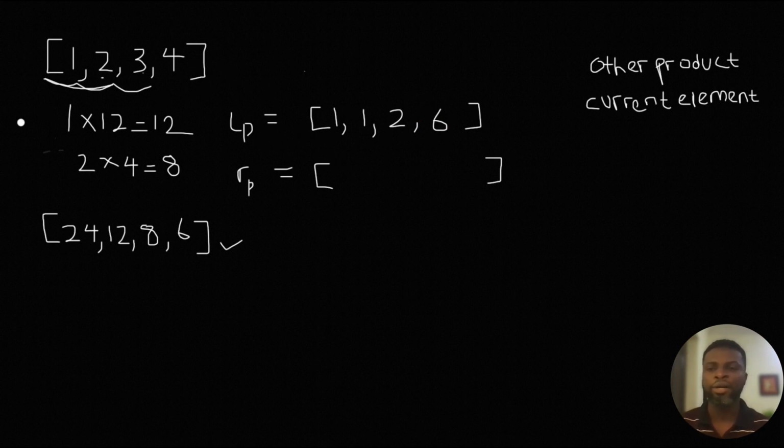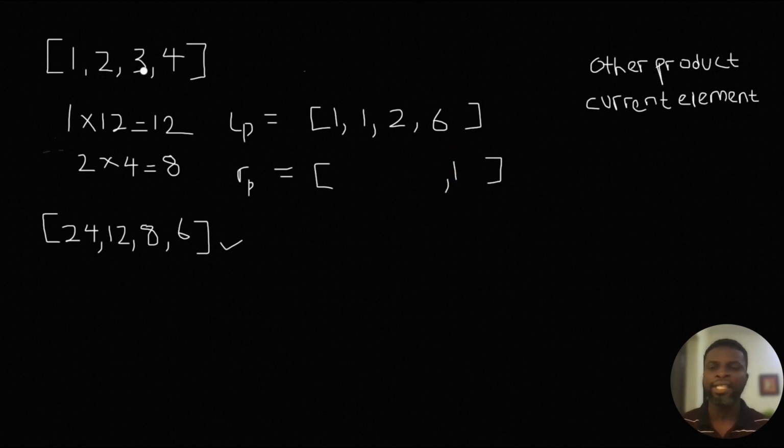Now I'll go ahead to calculate the right product. To calculate the right product, I'll be starting from the last element in the array. This is because I don't want to iterate over all the elements after a particular element to calculate its right product. I want to make use of a value that had been earlier computed to calculate the right product for any current element. Starting from the last element in the array, which is 4, there is no element to the right of 4. So the right product of 4 is 1.